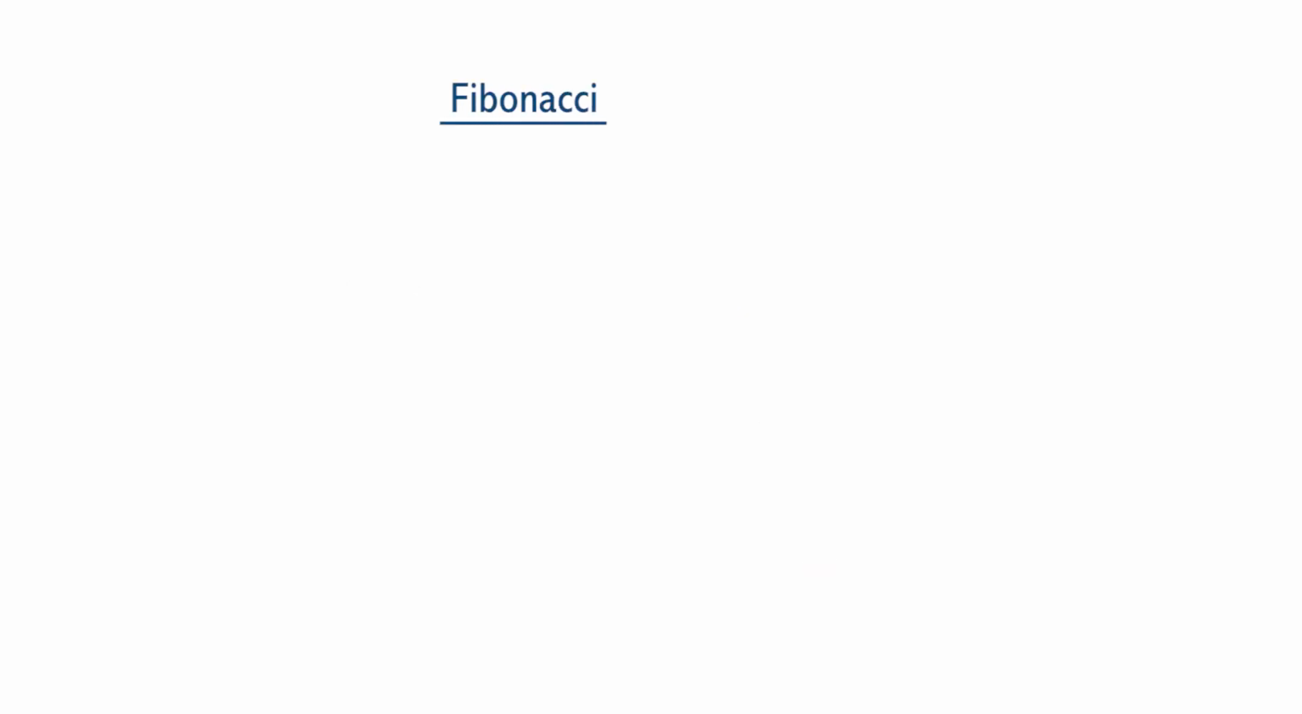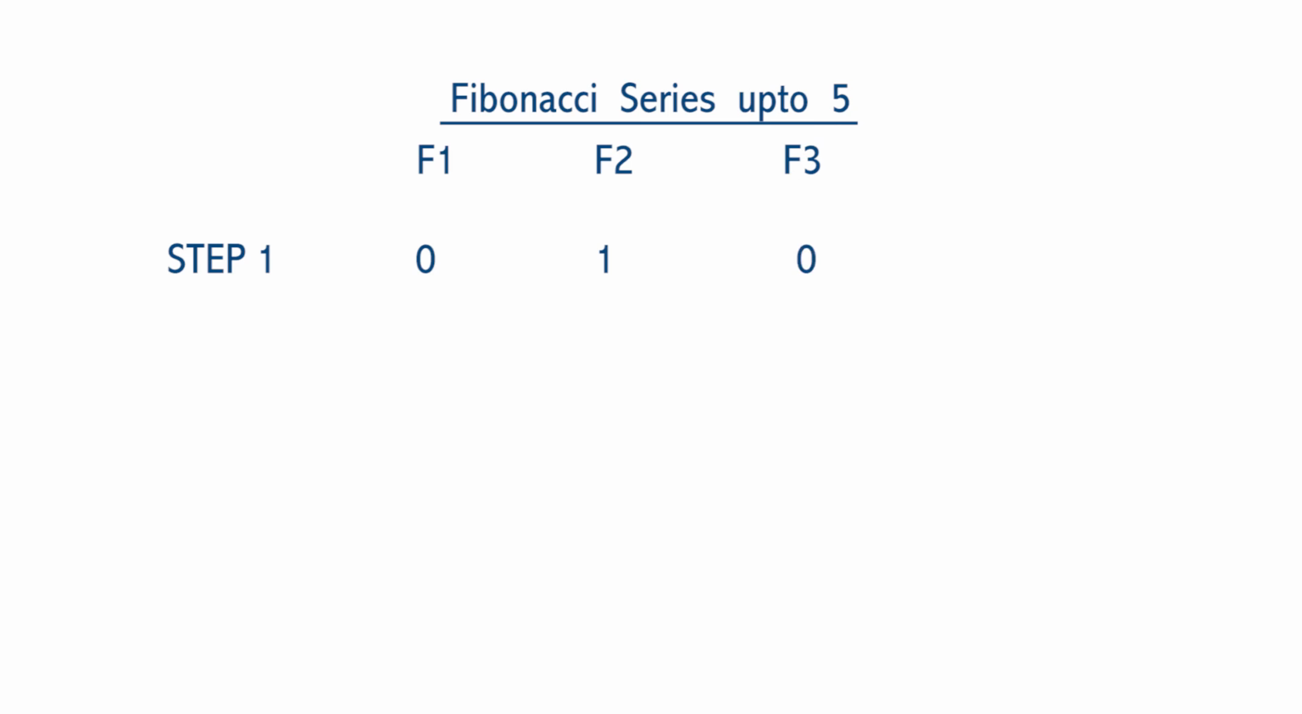Before we start coding, let us see the logic to generate Fibonacci series up to 5. Let us take three variables, f1, f2, and f3. Initialize f1 to 0, f2 to 1, and f3 to 0. Then print the value of f3. You will get the first term, that is 0. After printing the value of f3, copy the value of f2 to f1, that is f1 becomes 1. Then copy the value of f3 to f2, that is f2 equals 0. Then add f1 and f2 and store the result in f3, that is f3 equals 1 plus 0 equals 1. Then print the value of f3. We will get the second term, that is 1.